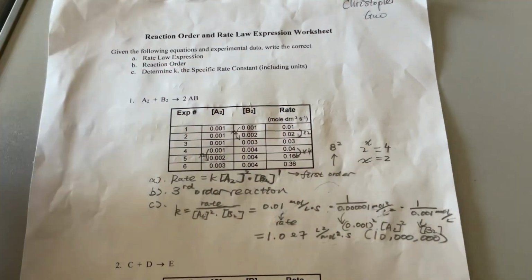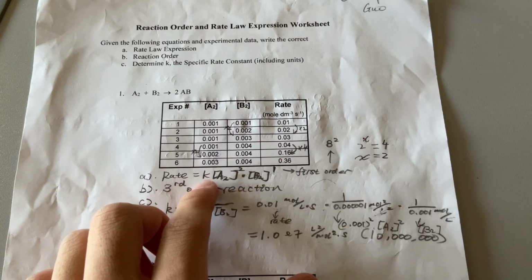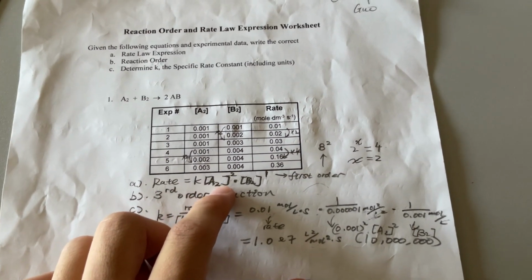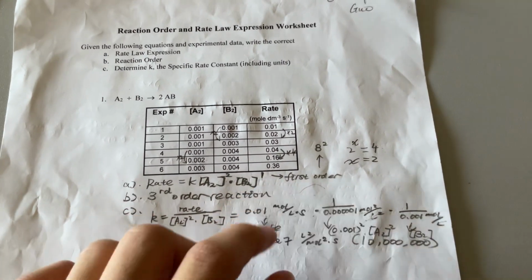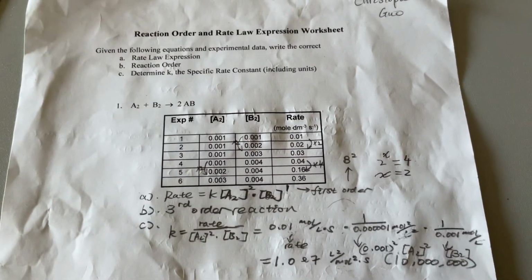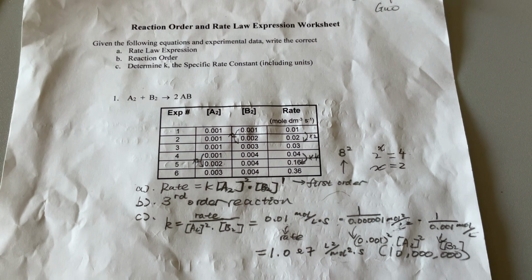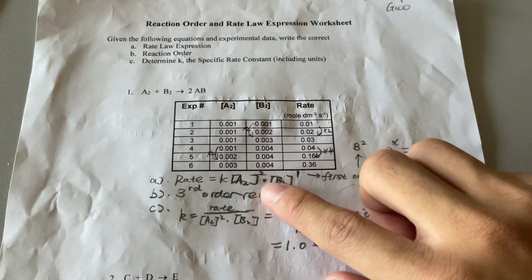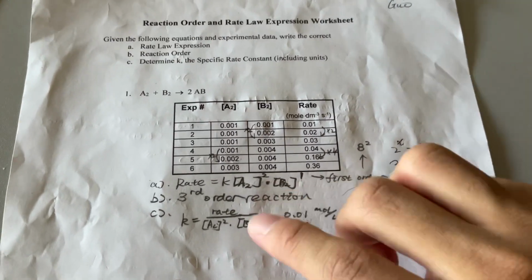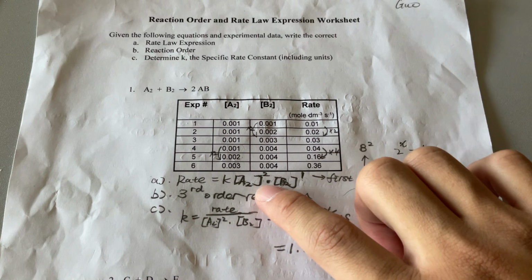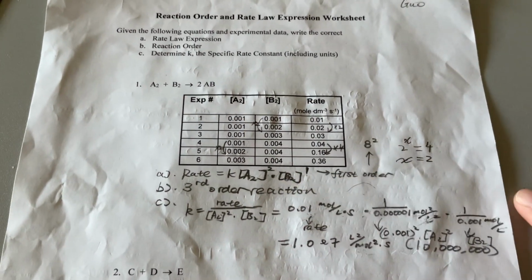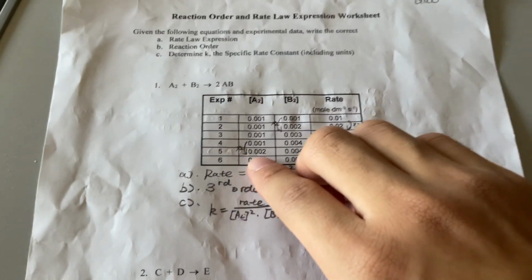The question is asking for the rate law expression. So we note that the rate equals k multiplied by [A]^2 multiplied by [B]. So that's basically what the rate law expression is. And then the next step, we need to find the exponents for each respective letter. So here we know that A is to the power 2 and B is to the power 1. Where we get it from is the table that we see right here.